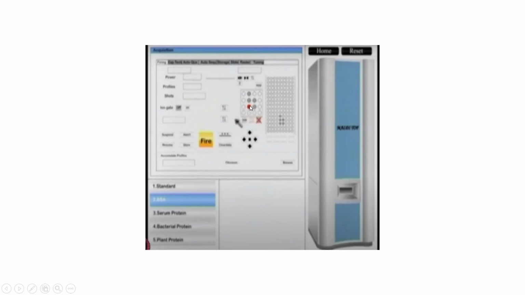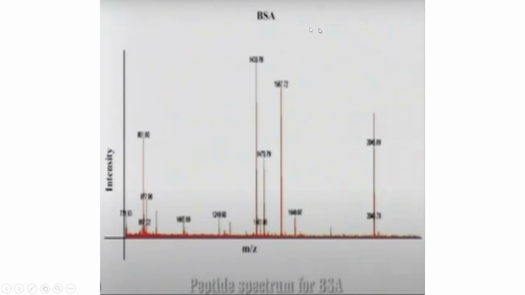For example, this spot is chosen. That spot will be ionized first. Basically the laser will come in contact with that. These samples will be ionized and it will run towards the top and then towards the detector. So sir gave us an example of one protein, which is BSA, bovine serum albumin. This is how the spectrum looks for this specific protein. These are certain peptides which are generated after trypsin digestion, and this is how it looks.